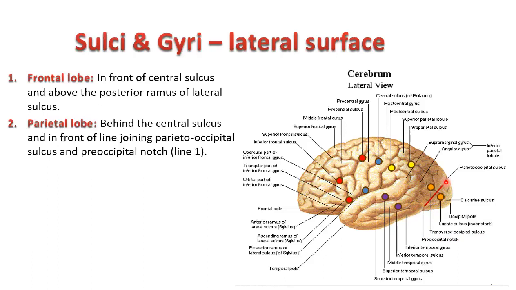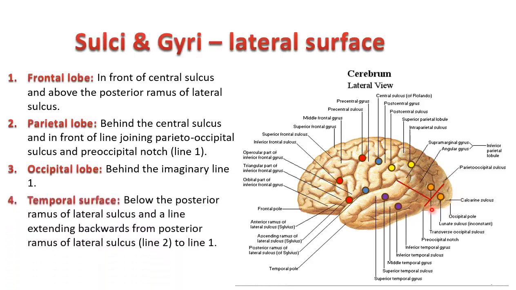Only a very little part of it you see. You join this parieto-occipital sulcus with the pre-occipital notch through an imaginary line. So the parietal lobe is behind the central sulcus and in front of the line joining the parieto-occipital sulcus and pre-occipital notch. So this area. Next, how do you identify the occipital lobe? It is behind the pre-occipital notch, parieto-occipital sulcus and imaginary line. Behind that you see the occipital lobe.